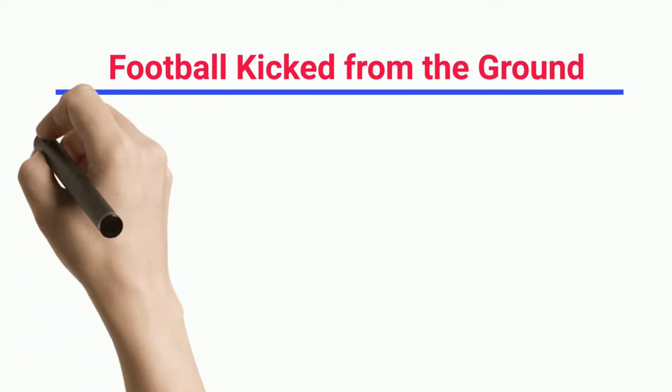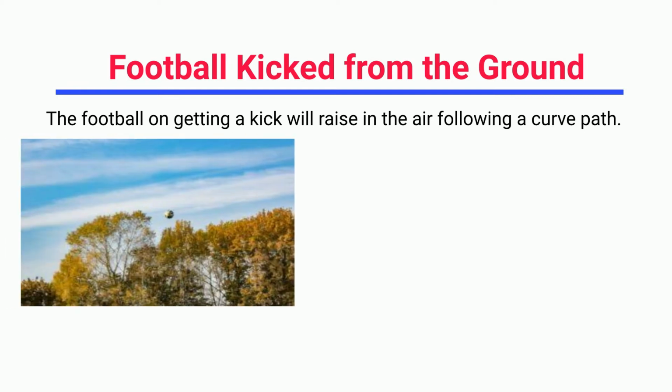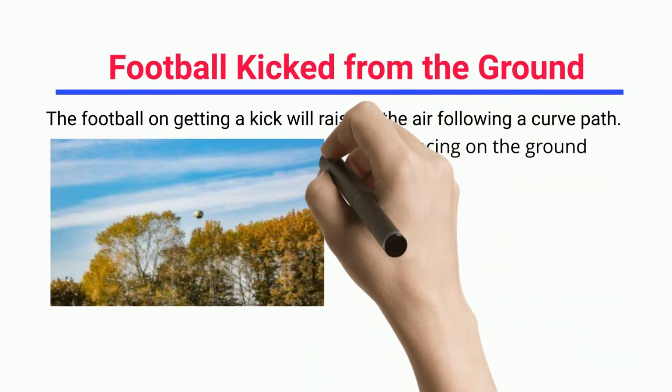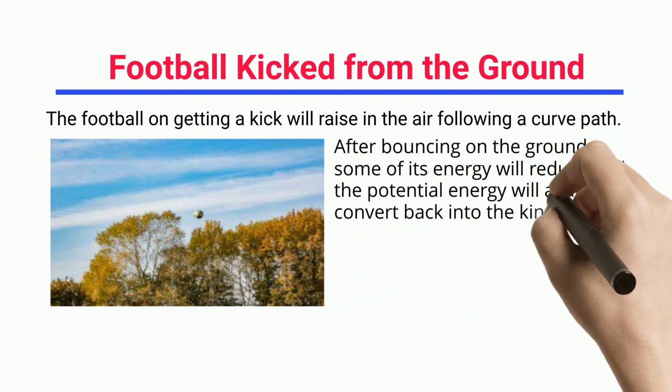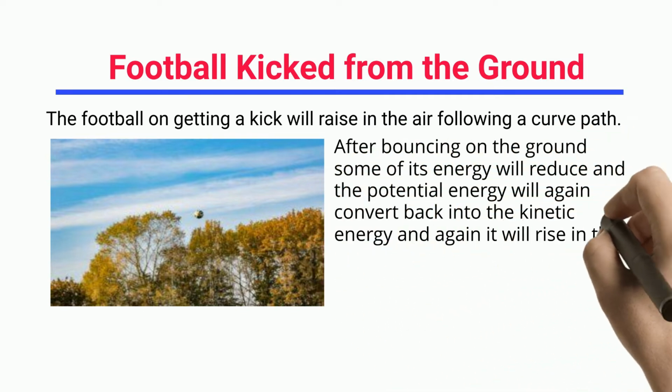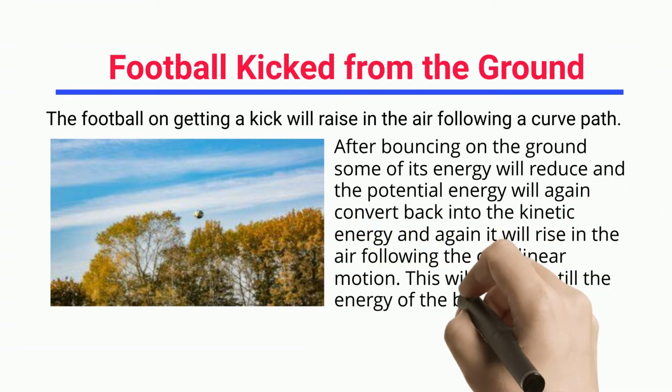Football kicked from the ground. The football on getting a kick will raise in the air following a curve path. After bouncing on the ground, some of its energy will reduce and the potential energy will again convert back into the kinetic energy, and again it will rise in the air following the curvilinear motion. This will continue till the energy of the ball becomes nil.